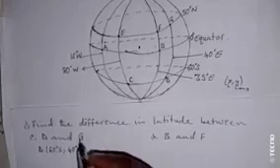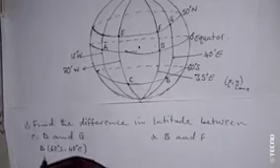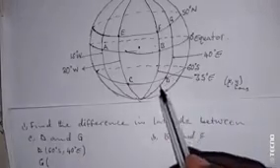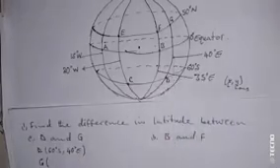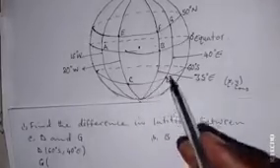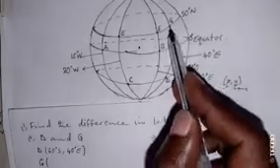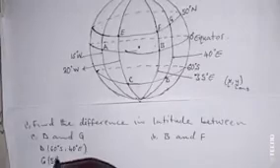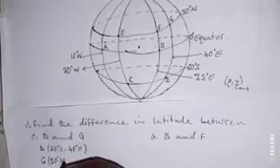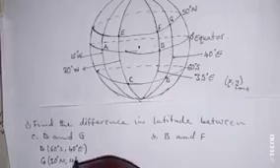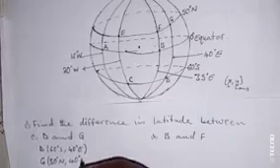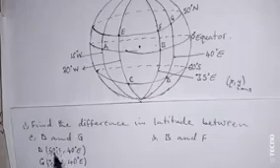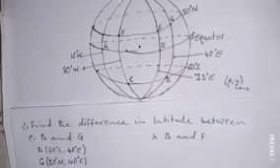Then G, we have this side. Our G, they lie in the same longitude. So here we are going to say 50 degrees north, 40 degrees east. Okay, so as you can see here, the question is to find the difference in longitude.